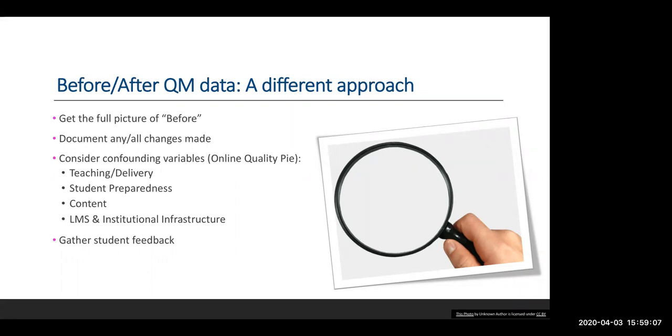So sometimes when we see a dip in grades, it could be that the before version was actually too easy and students were doing well because the rigor wasn't there. Once we brought it up to the appropriate level of rigor, you may see a different distribution in those grades.